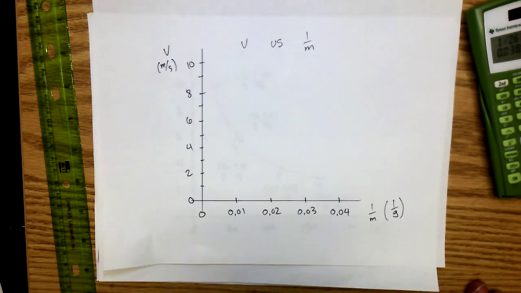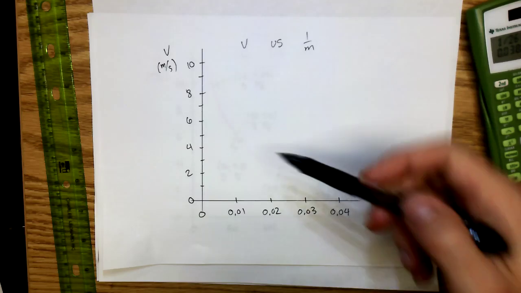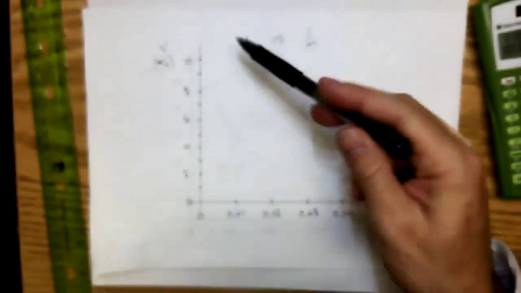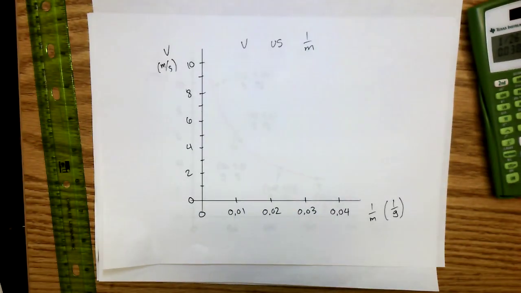Okay. You guys also scale your axes. So far, this is what you got. You guys got variable, unit, variable, unit. You guys have your axes scaled. Got 0 to 10, 0.04. All right, you guys got all that.